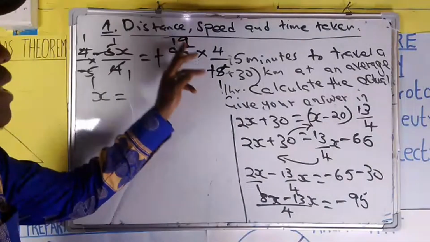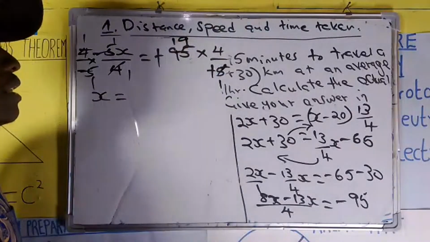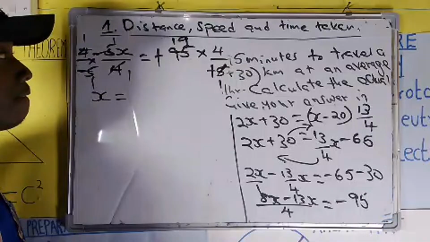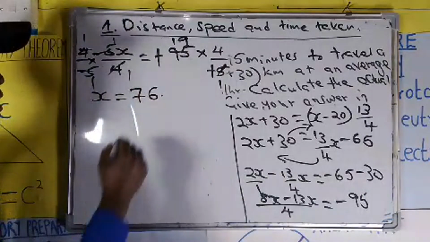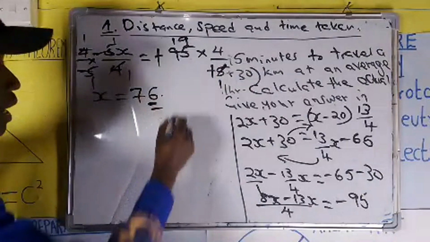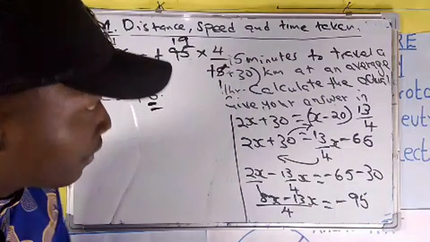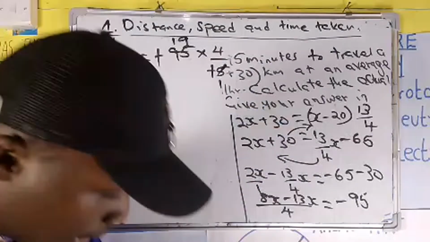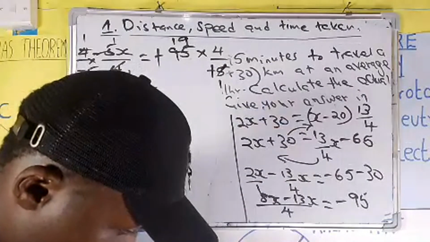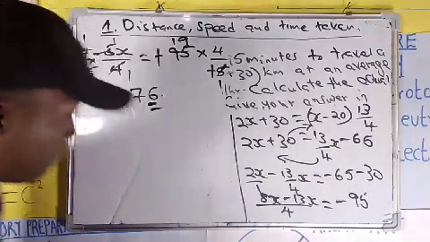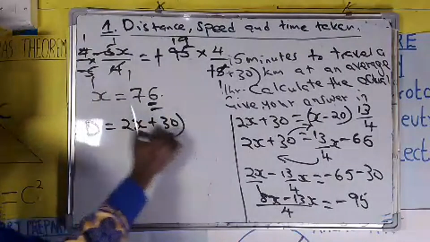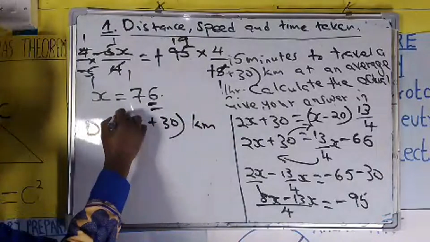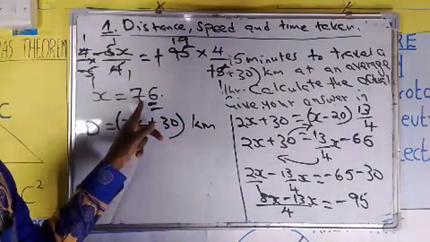So what is 19 times 4? 19 times 4 will be equivalent to 76. So when we get 76, our question was asking, calculate the actual distance in kilometers. Remember, distance was equal to 2h plus 30 kilometers. And we already have our h as 76.